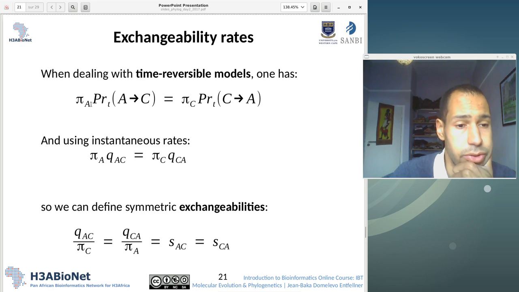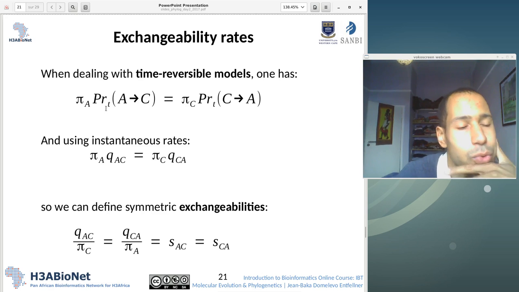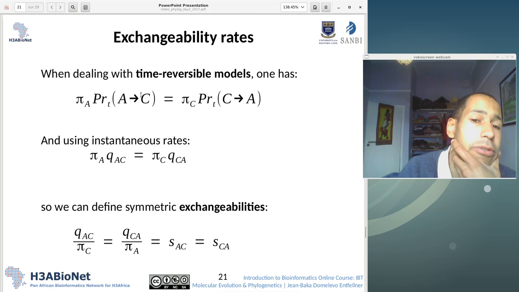So we rewrite it like this. Pi A times the probability over time t to go from A to C is equal to pi C times the probability to go from C to A over time t. Okay, and using instantaneous rates, if we say this t tends to zero, we transform this into the instantaneous rate of transition from A to C. And here we transform this into the instantaneous rate of transition from C to A.